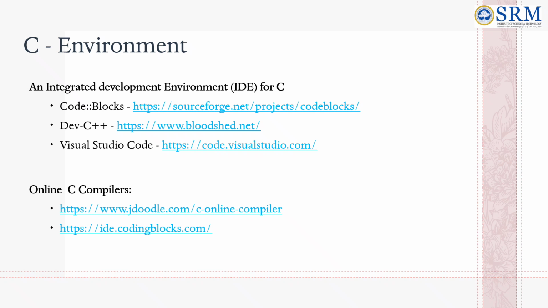Here are some of the integrated development environments (IDEs) for writing and executing C code. They are Code Blocks, Dev C++, and Visual Studio Code. The links for these are given here. You can download the software, install it, and work with C programs. Also, there exist online C compilers. The links for those compilers are given. You can make use of them for developing the C code and executing it.